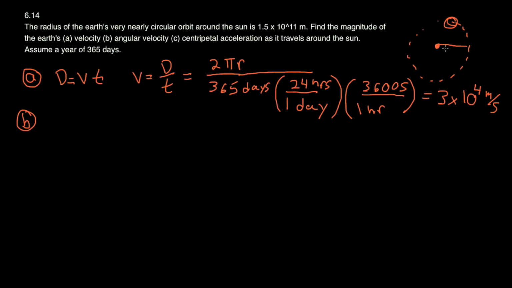So the angular velocity is how many degrees this thing covers in a certain amount of time. So to find that, omega is equal to the amount of angle it's going to cover, given how long it takes to go around once, right? It was 365 days. So the amount of radians it covers from here all the way around and back to here is just 2 pi, right? So omega is equal to 2 pi over the amount of time, which is 365 days.